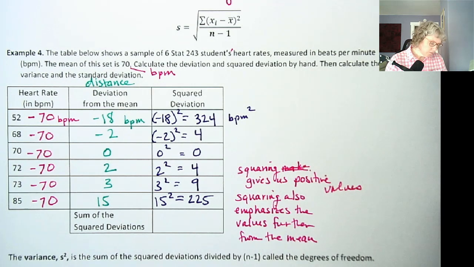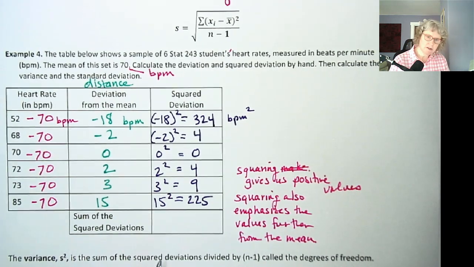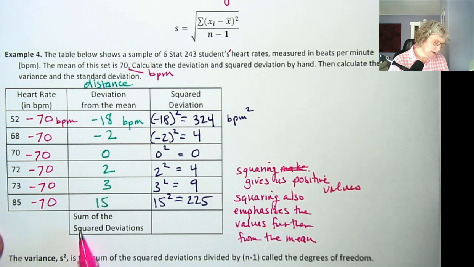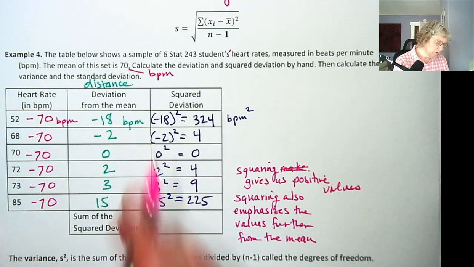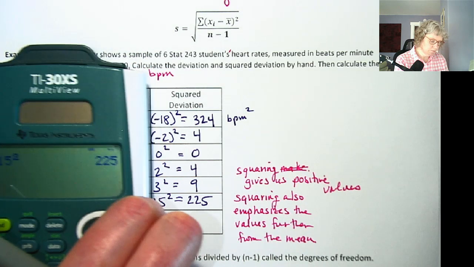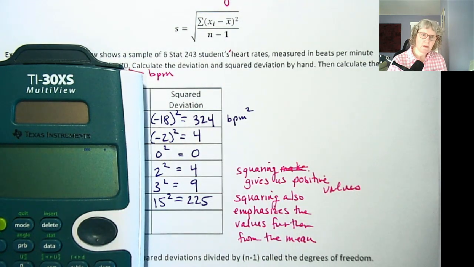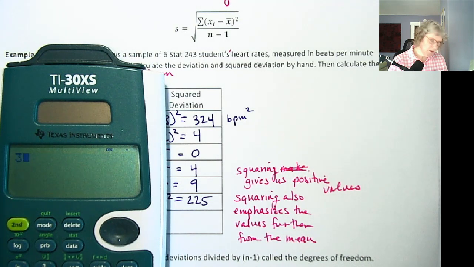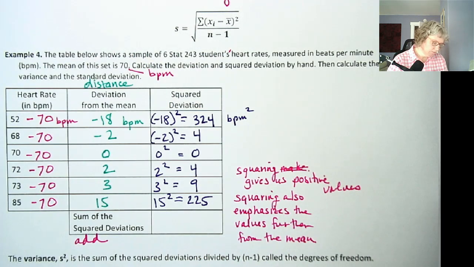Okay, great. So now in our table, the next cell down, the bottom row says sum of the squared deviations. Sum means add, so we're going to add up this column. Okay, let's get my calculator in frame. So 324 plus 4 plus 0 plus 4 plus 9 plus 225 gives us a total of 566.